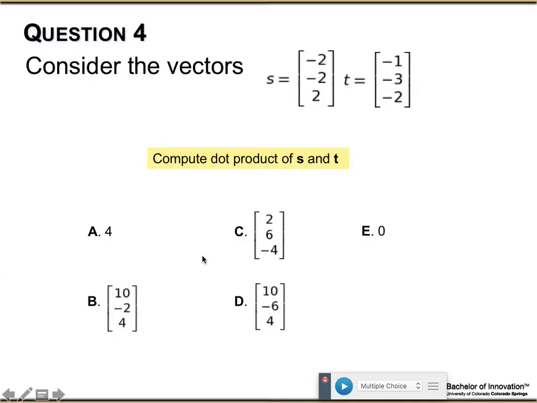Let's consider the dot product of S and T. Do this one on your own.